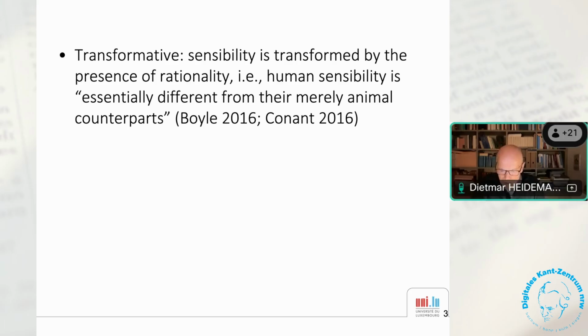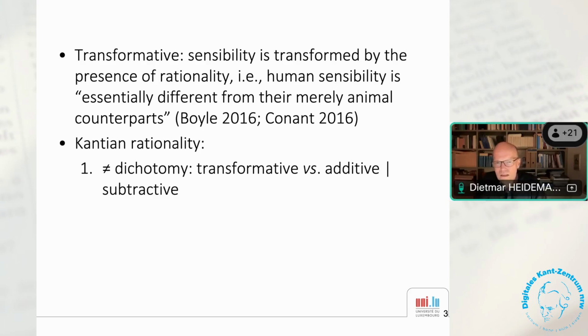So what I will argue for in this paper, with respect to Kantian rationality, so not rationality in general, is that the dichotomy between transformative versus additive is not exhaustive, and that we can also think about alternative models. And I will propose what I coined the subtractive theory of rationality later in the paper. And the second issue connected to this question is whether, one might even think that the subtractive model is maybe a kind of the additive model, but we're going to see.